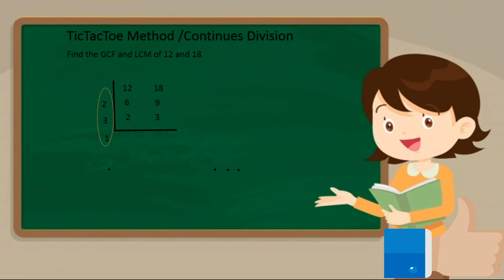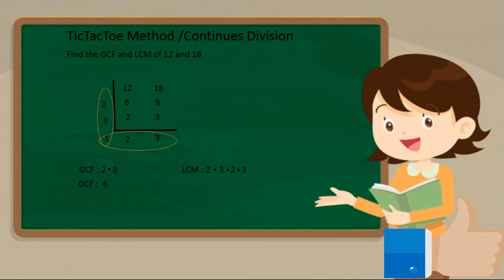For the GCF, we consider the numbers that are vertically written. So we consider 2 times 3 times 1, or we could just write 2 times 3. So 2 times 3 is equal to 6. And for the LCM, we copy the last numbers we wrote, and that is 2 and 3. And then we consider the L-shaped one for the LCM. So our clue is the L shape for the LCM, and for the GCF, our vertical shape.